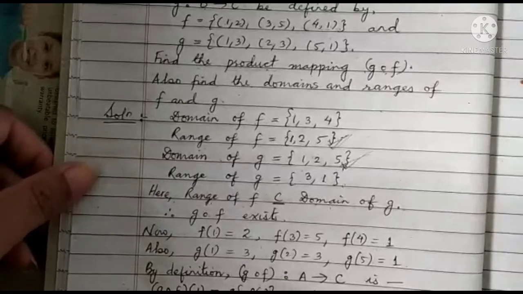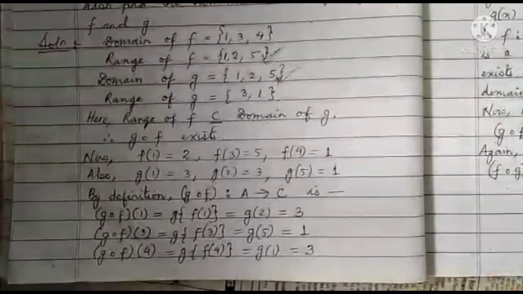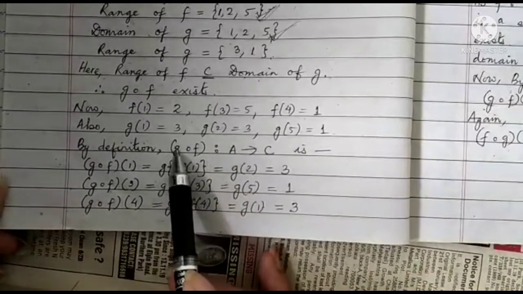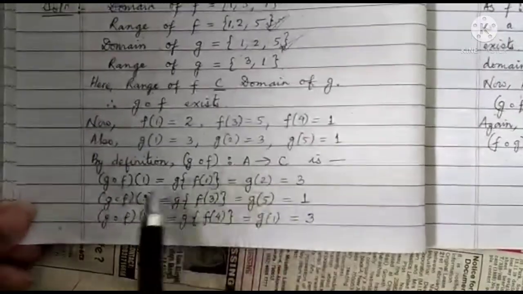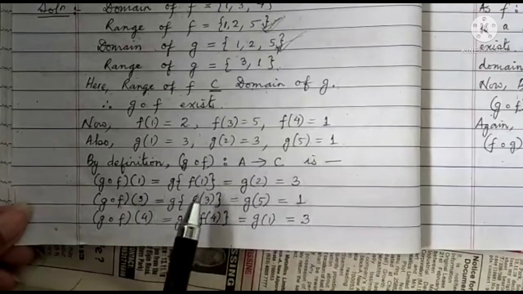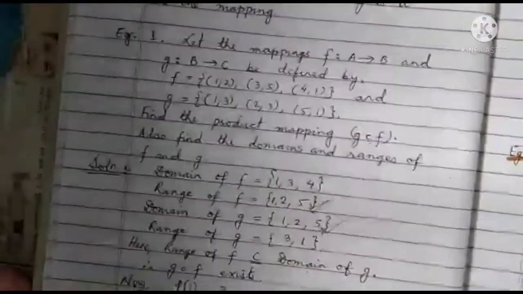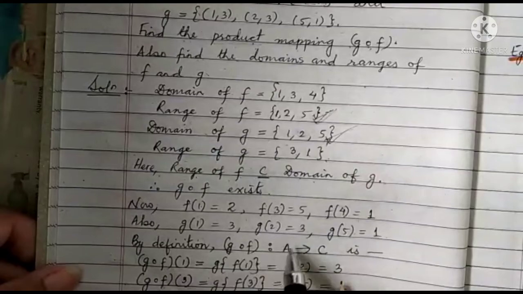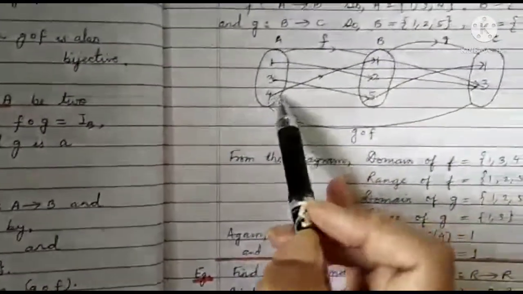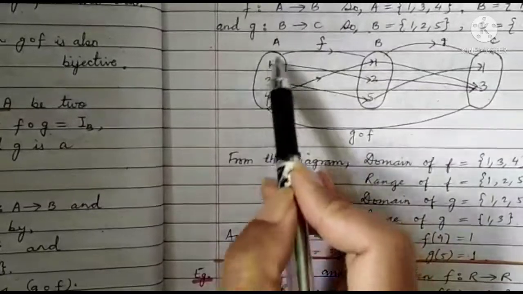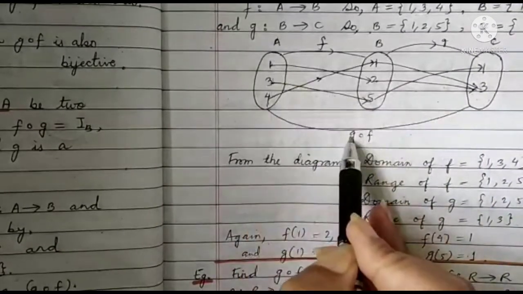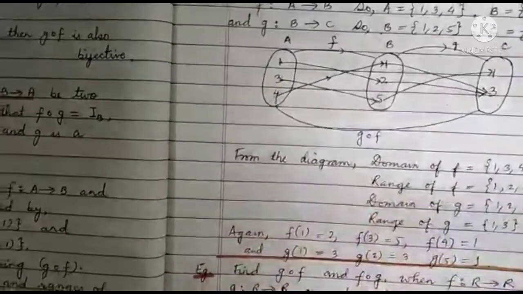Okay, now your task is to calculate the product mapping F composite G. So how will you get that? See, now by definition your product mapping F composite G is a mapping from A to C given by F composite G is nothing but G of F of X, isn't it? Now here, what is X? What are the elements? It is F composite G maps A onto C. So what are the elements of A? Your elements of A is 1, 3 and 4. That means by composite mapping, your 1, 3 and 4 are to be mapped into C, isn't it? So you will have to find F composite G of 1, F composite G of 3 and F composite G of 4. So let us find what are those.